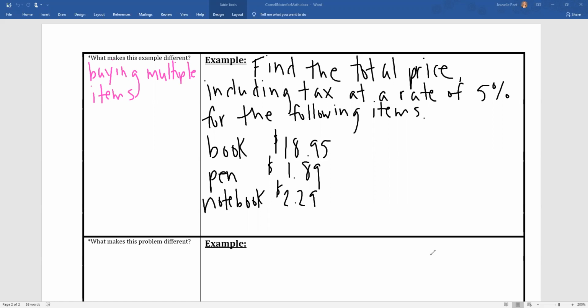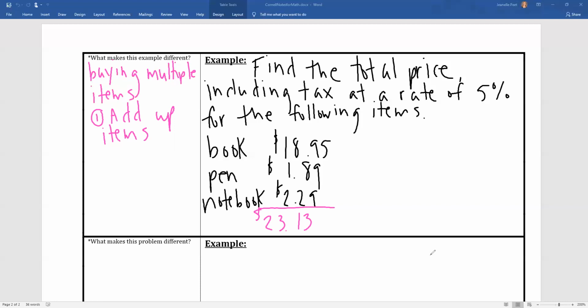Okay, so my first step is I'm going to have to add up my items. All right, and you can use a calculator for this. This is not something where I'm assessing your arithmetic. I'm assessing that you understand how to do it, okay? So when I take the sum of my book for $18.95 plus my pen for $1.89 plus my notebook for $2.29, my total comes to $23.13, okay? So now I have a total of the items that I bought. That was my extra step.